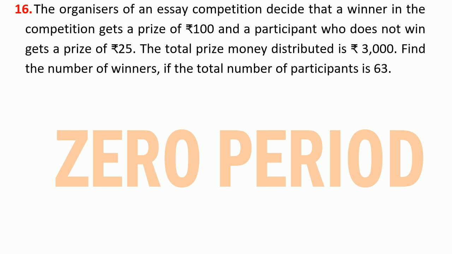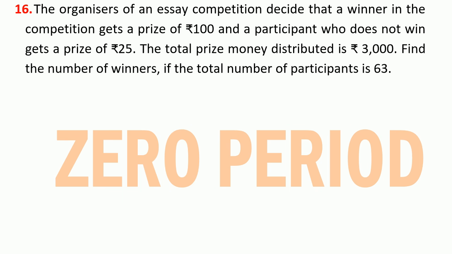So there are total number of participants which is 63, and there are two types of category. One is winners and the other one is non-winners. Winners are getting 100 rupees and non-winners are getting 25 rupees. So this is the information given in the question.